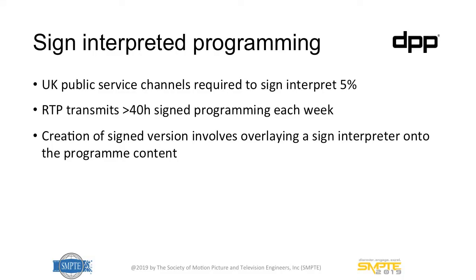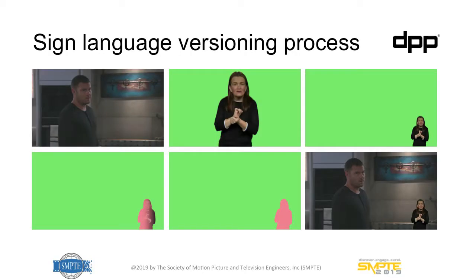And generally speaking, the way that we do that is to create a new version of the program by overlaying a sign interpreter onto the video. So the workflow looks something like this. It's a fairly bog standard keying workflow, right? So you take your finished program in the top left there. We send that to an organization or a department who are going to create the sign language interpretation.